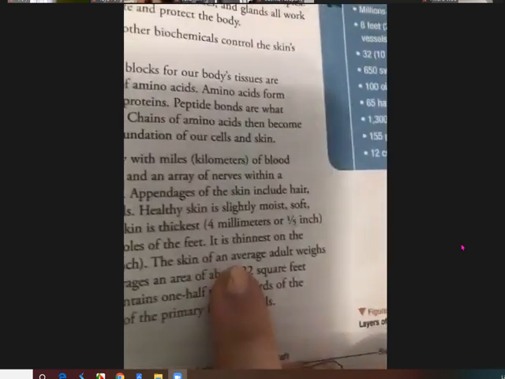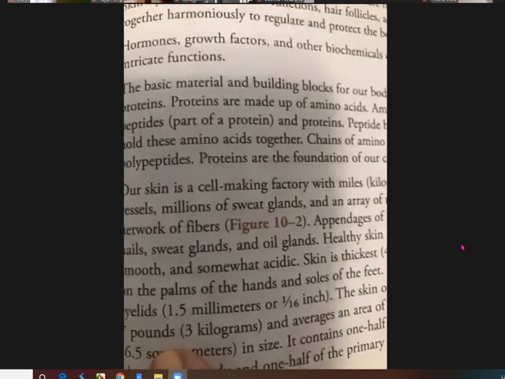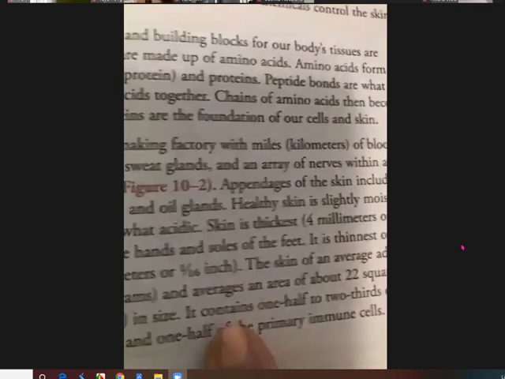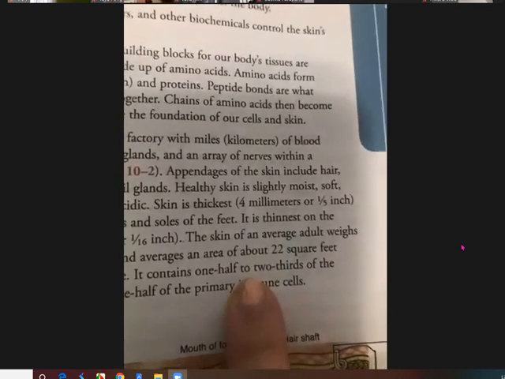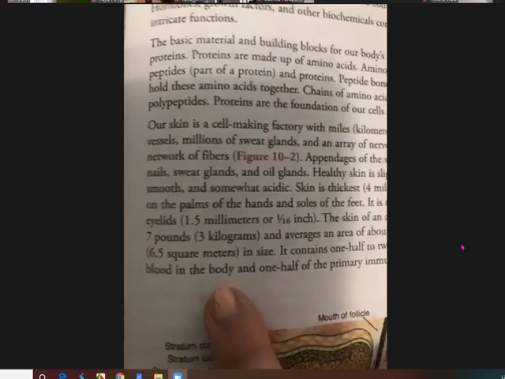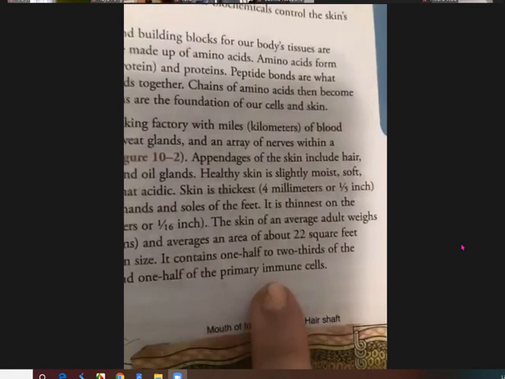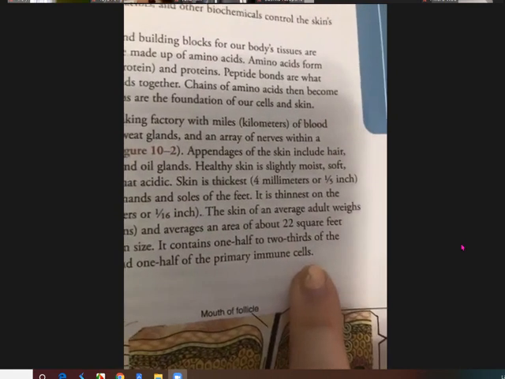So the skin of an average adult weighs 7 pounds and averages an area of about 22 square meters in size. It contains 1/2 to 2/3 of the blood in the body and 1/2 of the primary immune cells. Now for your information, if you look here, each square inch of your skin, sorry, not meter.